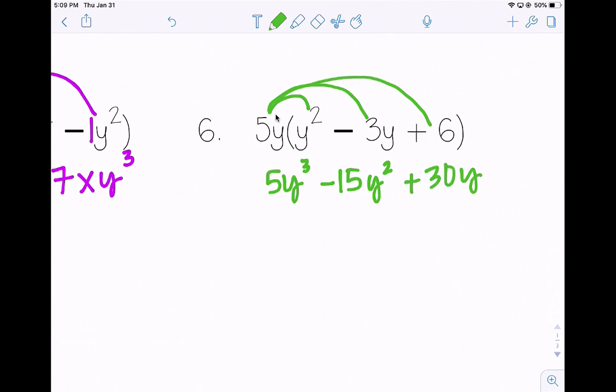So this time we distributed a monomial to a trinomial. This was 3 pieces. Each one inside the parentheses should have been multiplied by 5, so the coefficient is 5 times larger, and then they all got an additional y. So y squared became y cubed. Y became y squared. The 6 didn't have a y, now has a y. These are not like terms, y cubed, y squared, y, all different terms. You cannot put those together.